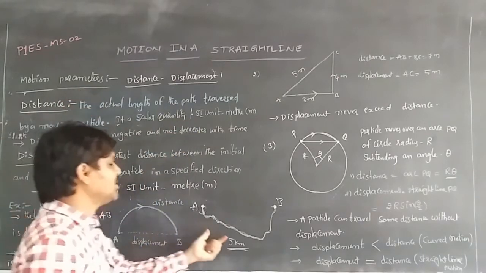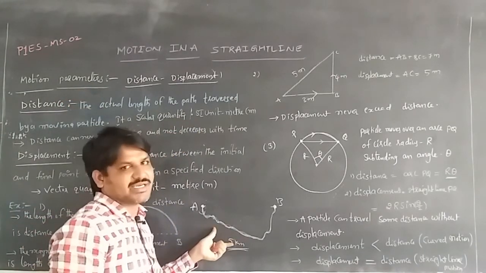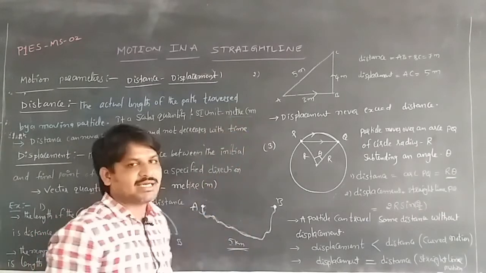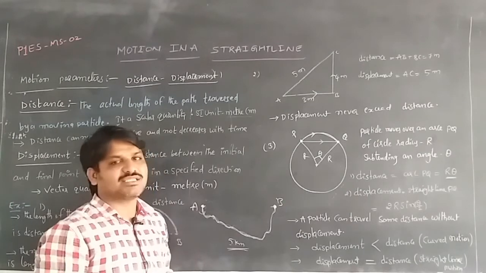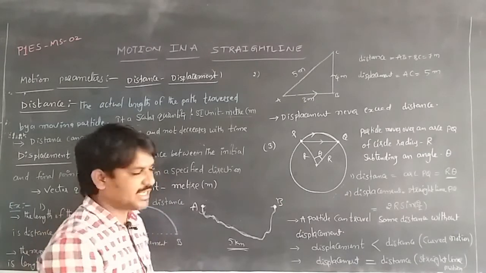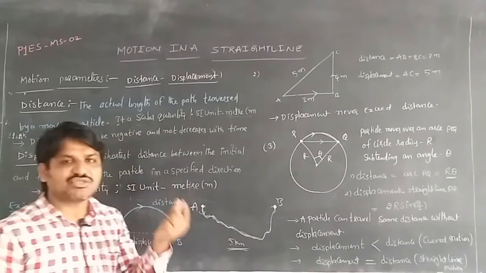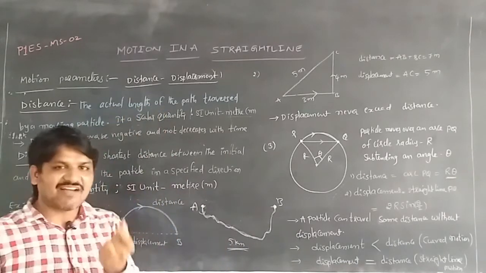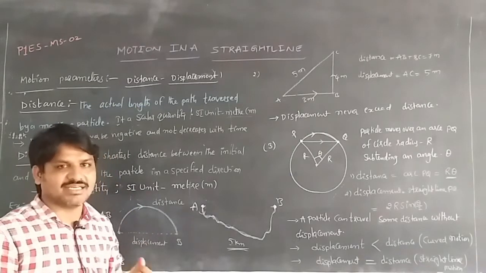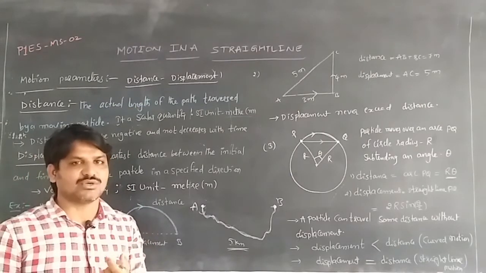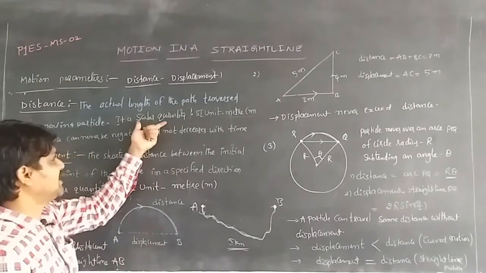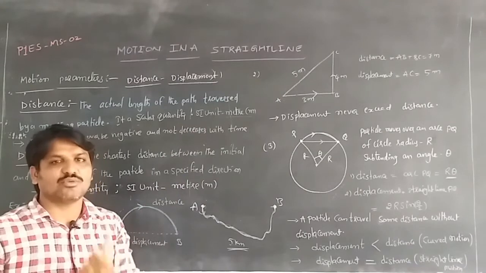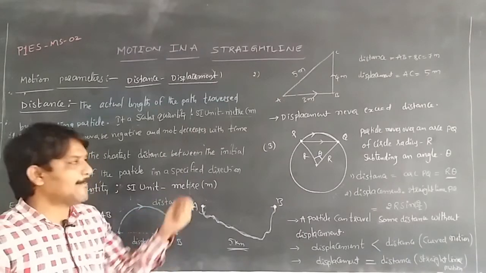Its units: it is measured in meters, centimeters. The SI unit of distance is the meter, and the CGS unit of distance is the centimeter. Once again, the actual length of the path traveled by a moving particle is called distance. It has only magnitude, no direction, so it is considered a scalar quantity. Its units are centimeter, meter, kilometer, and the SI unit is the meter.